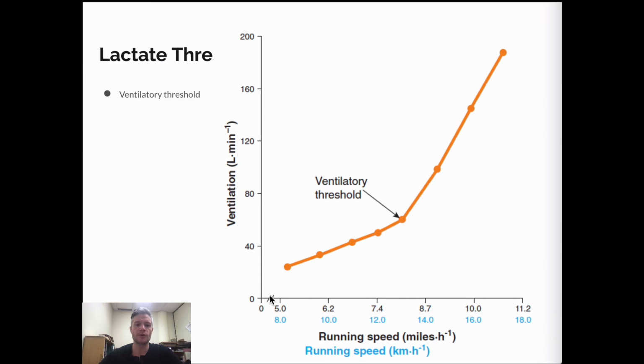Okay, if we're looking at a similar thing purely at ventilation, here we have a running speed that increases over time. Again, it's just an increasing workload. That's our measure here. We will notice that our ventilatory rate, so our breathing rate, as we go along, will respond linearly to this until we hit this point. So this is our ventilatory threshold.